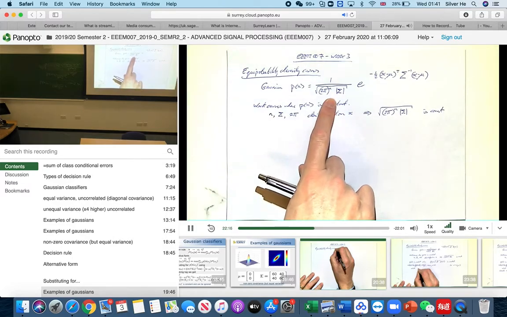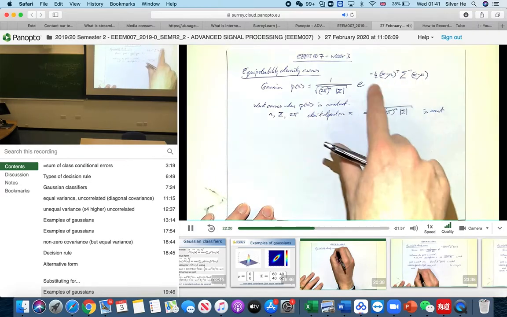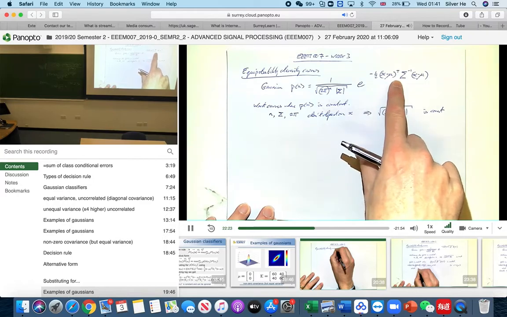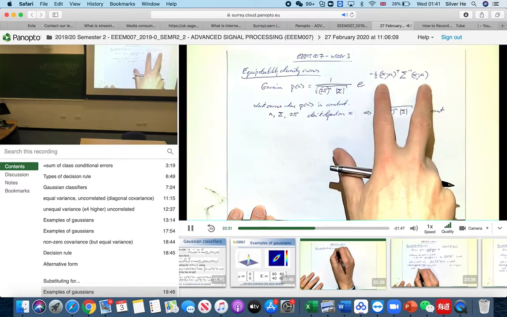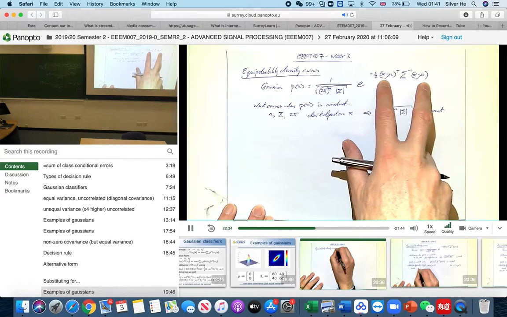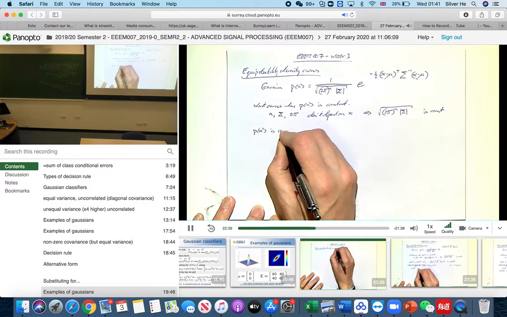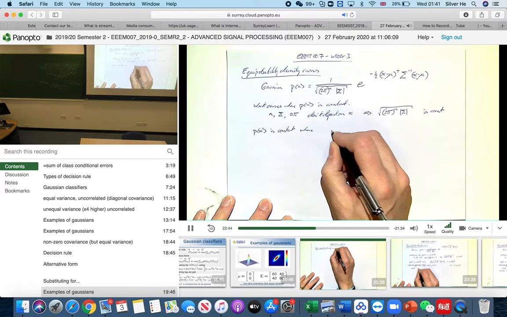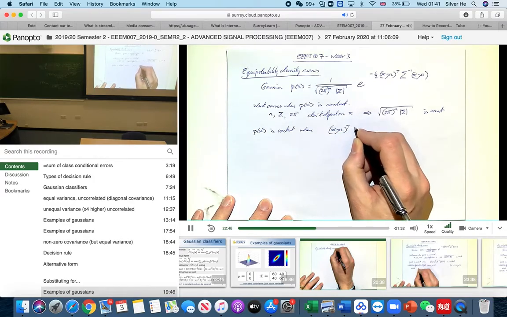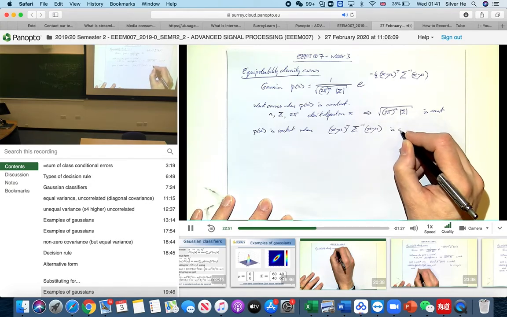So that means I don't care about the values here. I only care about where e to the minus x minus mu transpose sigma to the minus 1 x minus mu is constant. And e to the something constant, that just means I need to know where this is constant. So therefore, p of x is constant where x minus mu transpose sigma to the minus 1 x minus mu is constant.